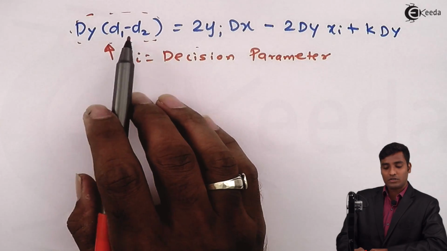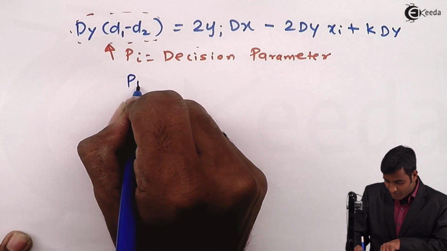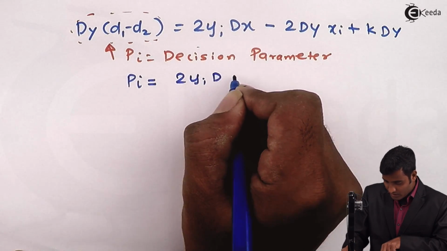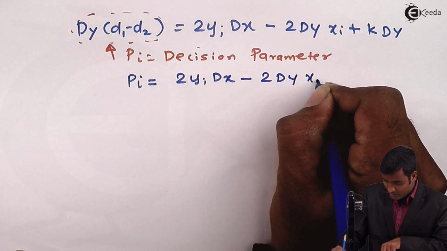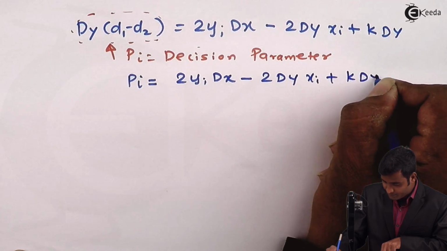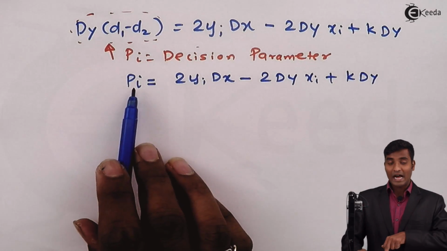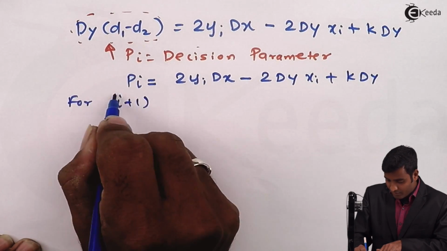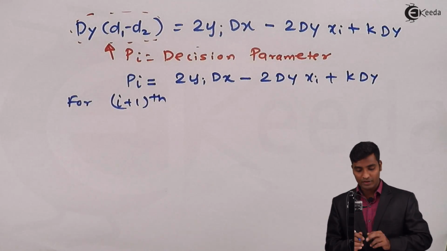So I am naming this whole term as pi. So the equation will become pi equal to 2yi dx minus 2 dy xi plus k dy. So this is the decision parameter for the ith pixel. So for the I plus 1th pixel, just replacing I by I plus 1.